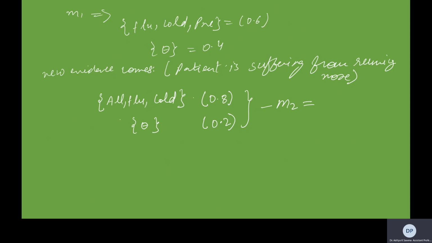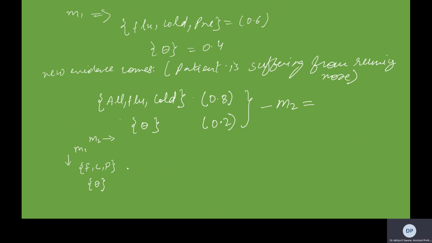Now, how will you find M3? Listen carefully. I will make a table here. You write M1 values here and M2 values here. What are the subsets? I will write in short form. Subsets for M1 are flu, cold, and pneumonia. We can write it as F, C, P, and the rest is theta.